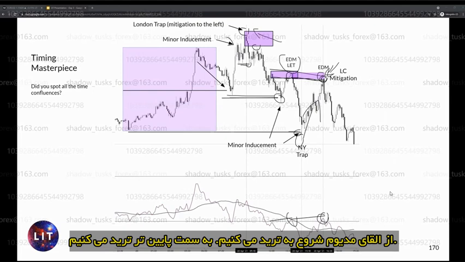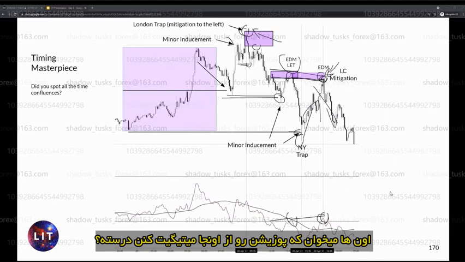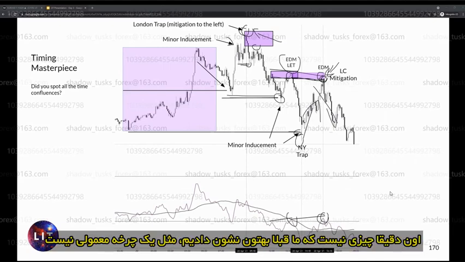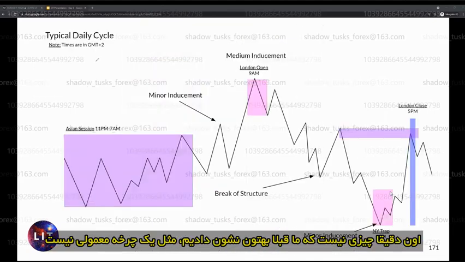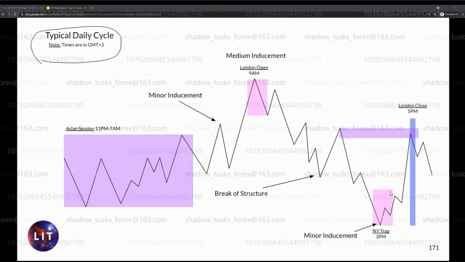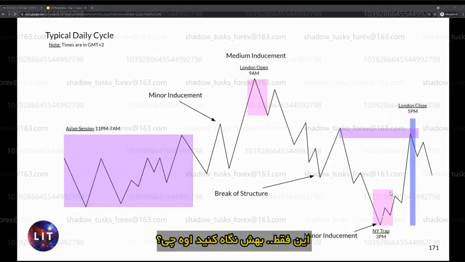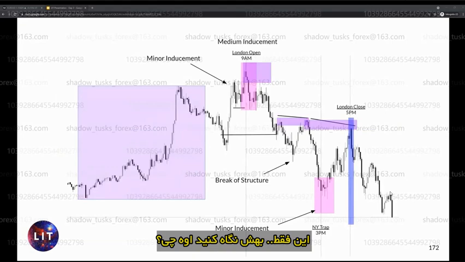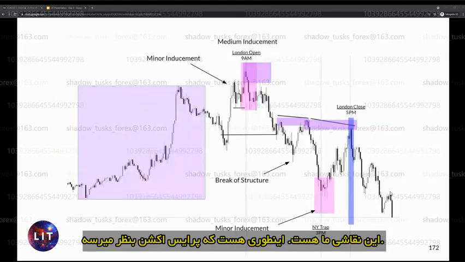We're trading away from the medium inducement. Of course, you're trading lower. They want to mitigate their positions out of it. So guess what? It's not exactly what we showed you earlier, like a typical cycle. But guess what you do now? Look at it. That's our drawing, that's what price action looks like.